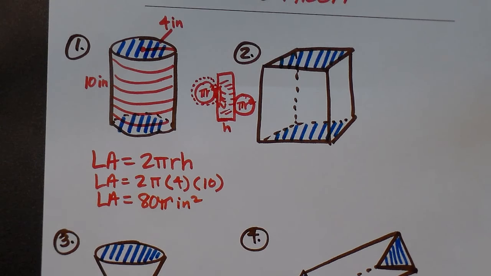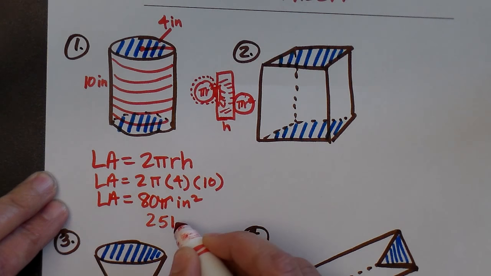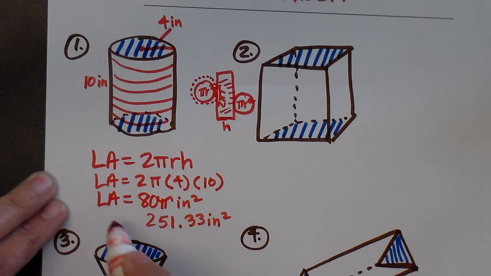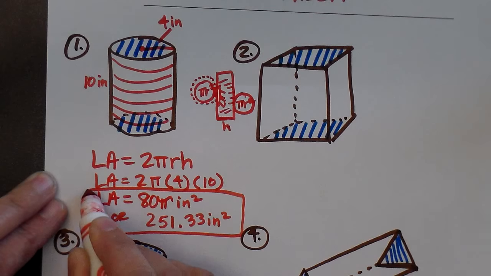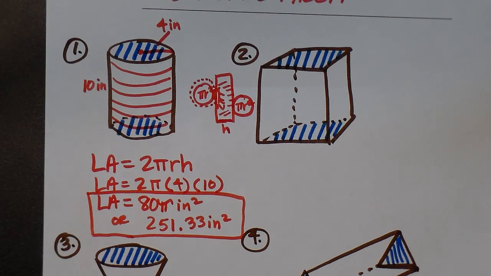If you want to do that in terms of decimal, then it would be 251.33 inches squared. So that is your lateral area, both in terms of pi and decimal form. Again, that's just the red area that's represented.